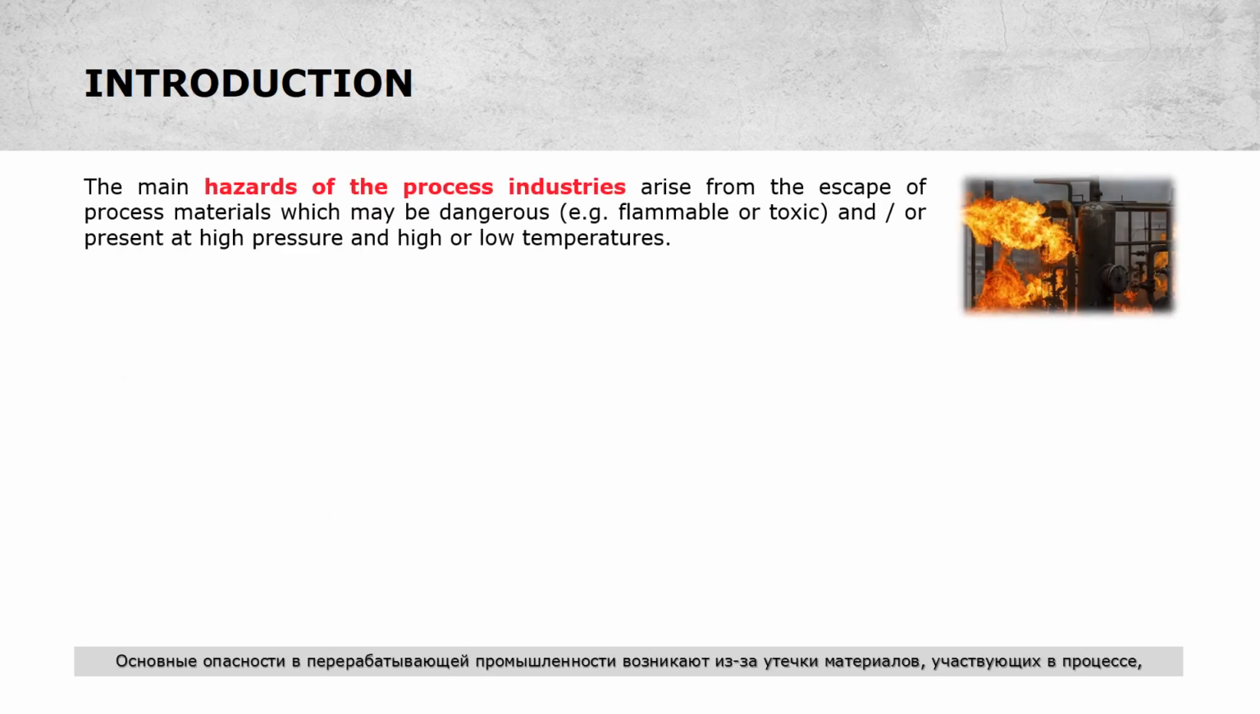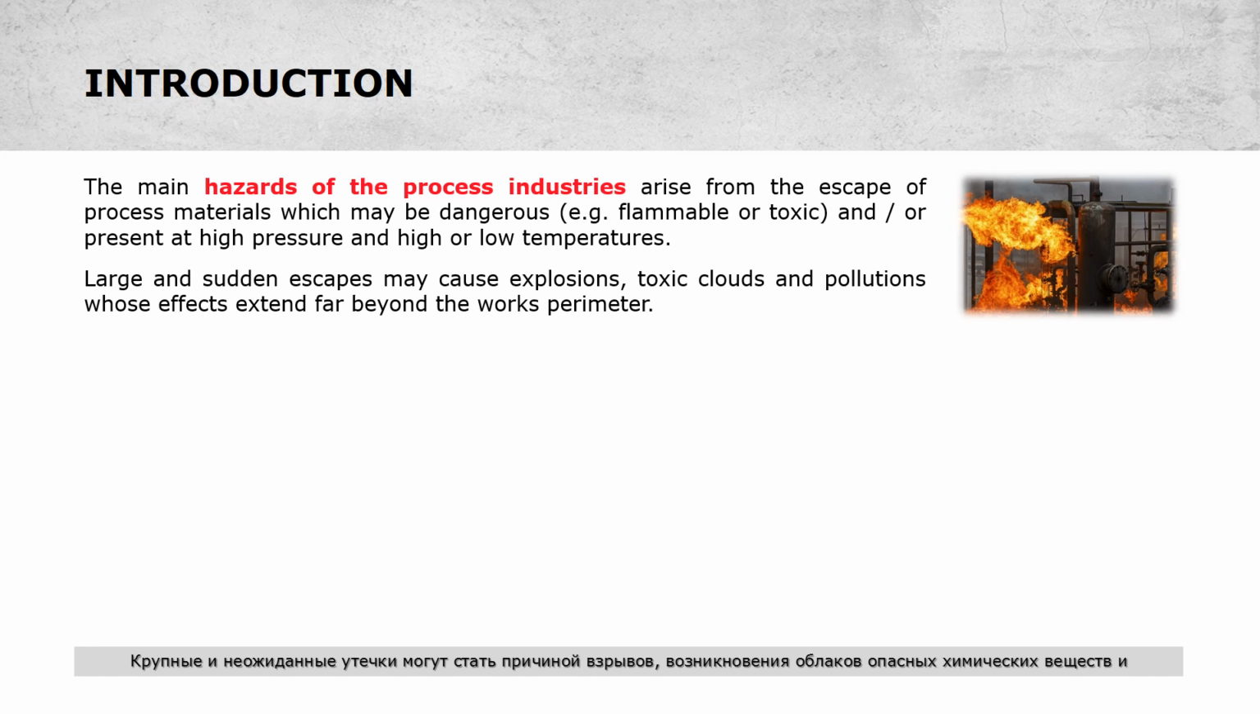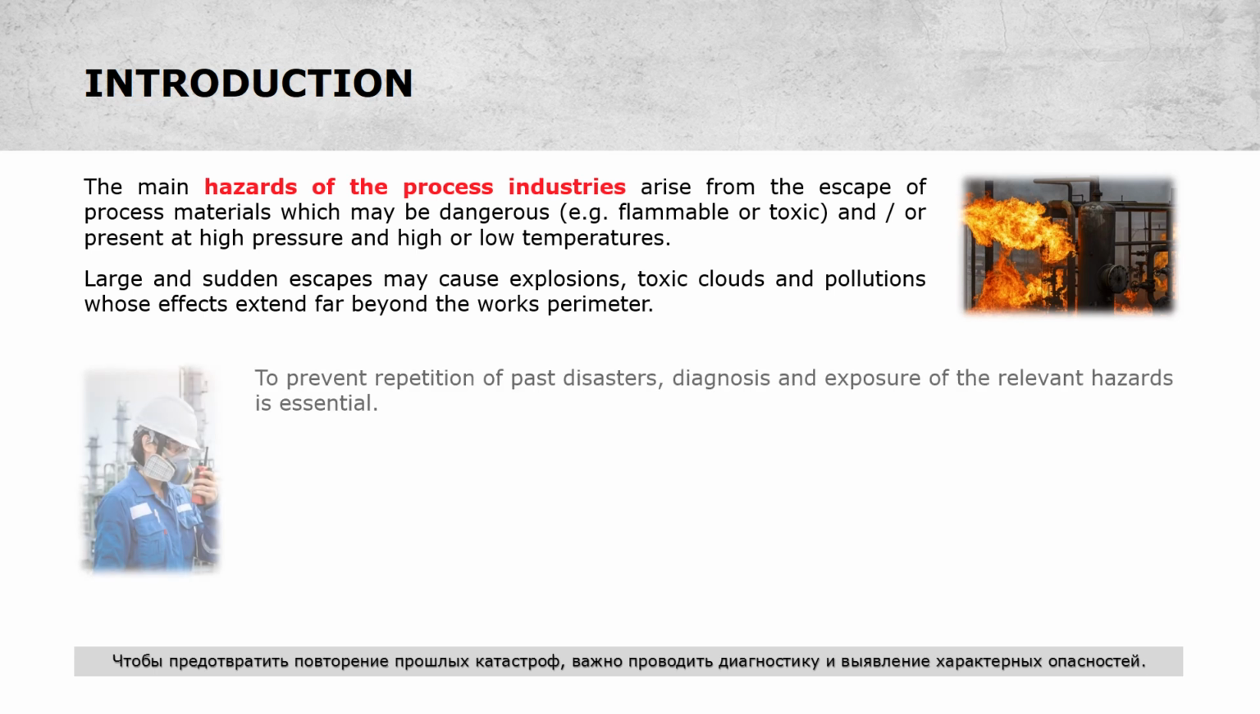The main hazards of the process industries arise from the escape of process materials which may be dangerous, for example, flammable or toxic, or present at high pressure and high or low temperatures. Large and sudden escapes may cause explosions, toxic clouds and pollutions whose effects extend far beyond the work's perimeter. To prevent repetition of past disasters, diagnosis and exposure of the relevant hazards is essential.